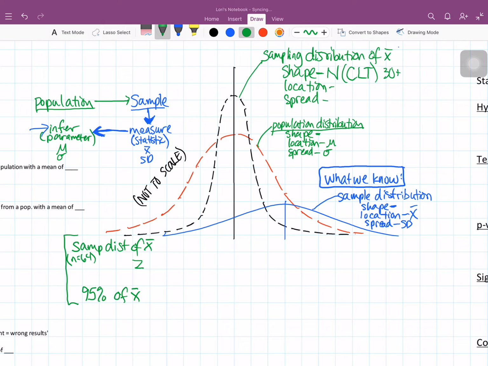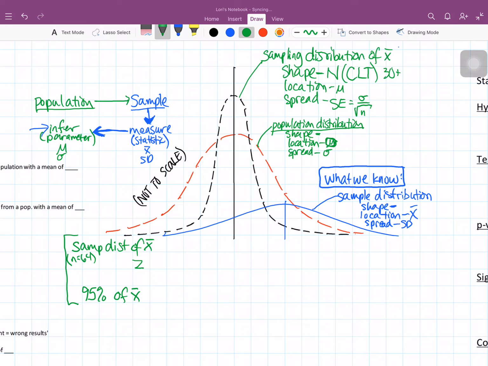The location for the sampling distribution of the mean is also mu, so it mirrors the location for the population distribution. However, the spread is equal to the standard error, which is equal to the population standard deviation, sigma, divided by the square root of n. So let's do an actual example based on this information.